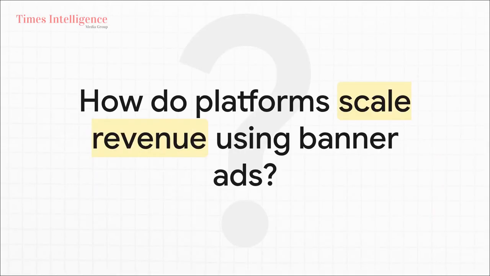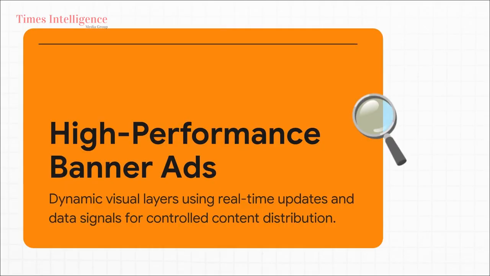Which brings us directly to the hook of today's analysis. How do top e-commerce platforms actually scale their revenue using banner ads? Now notice I didn't ask how they make pretty images. We're looking at the automated, highly sophisticated systems that drive continuous, scalable revenue growth. We're talking about the interconnected platforms operating entirely in the background, making incredibly complex decisions in just a fraction of a second. Okay, let's dive into this.